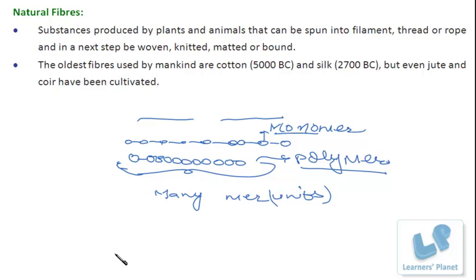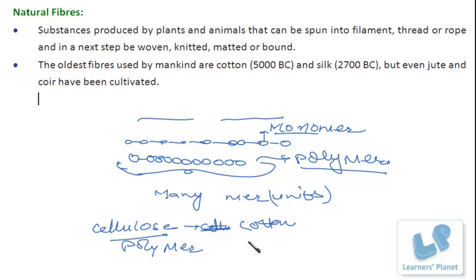Say cotton is made up of a single unit, that is cellulose. Cellulose itself is a polymer, right? Cotton is made up of cellulose. That is, the cellulose strings are woven to make cotton. This cellulose itself is a polymer, and it consists of, say, a large number of glucose units beaded together. Got my point? So cellulose is a polymer.